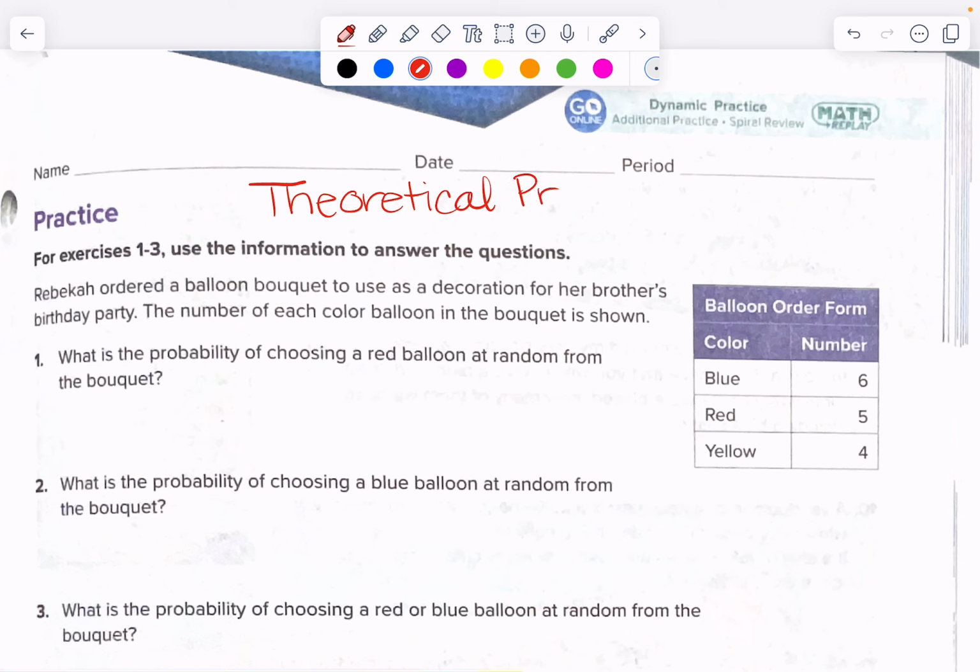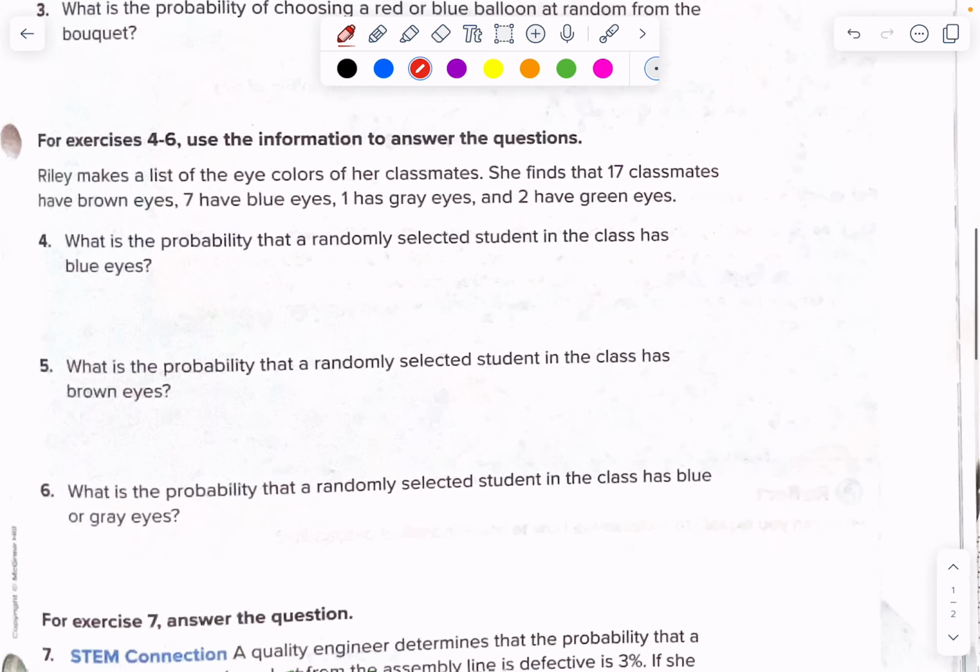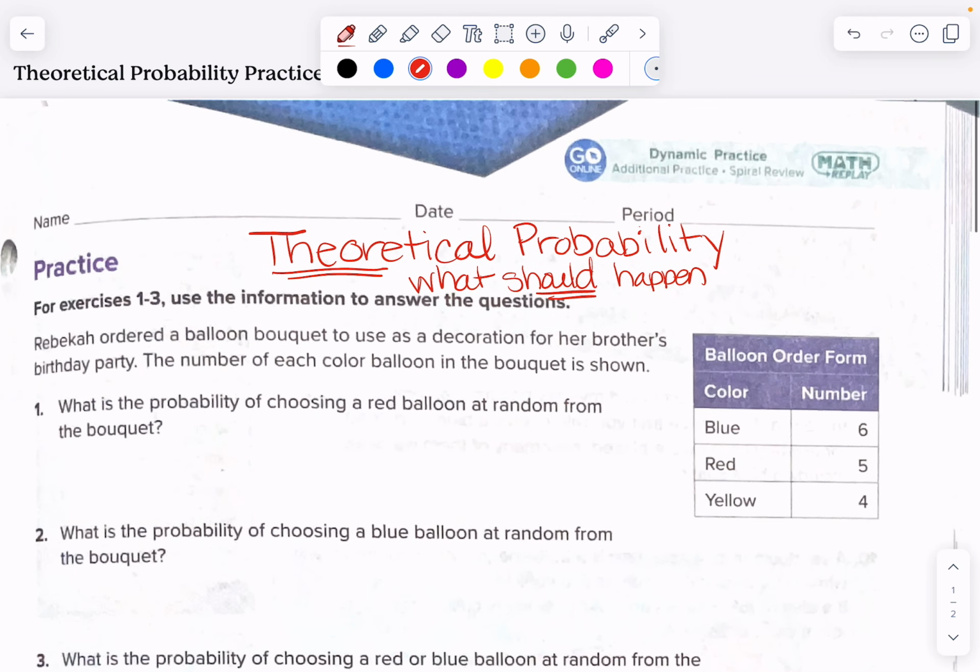So there are two types of probability. We have theoretical probability and experimental probability. Theoretical is going to be, in theory, what should happen, or what you would expect to happen. So it may or may not happen this way, but this is just what you would normally expect to happen. So we're just going to look at a couple of examples. These are the practice pages in your book, page 175 and 176.